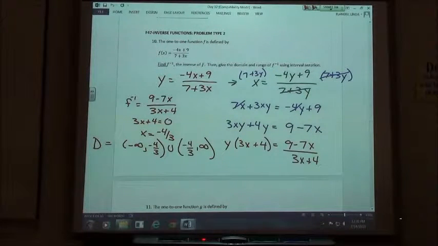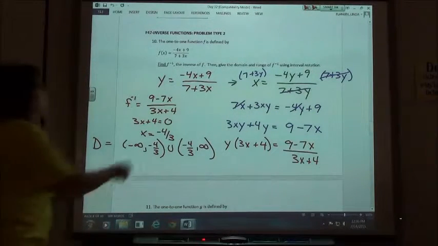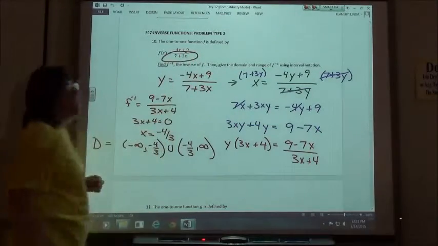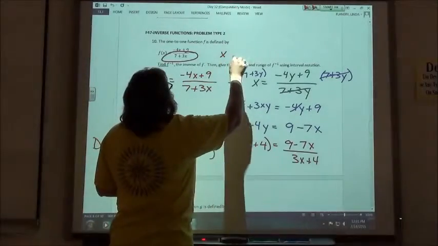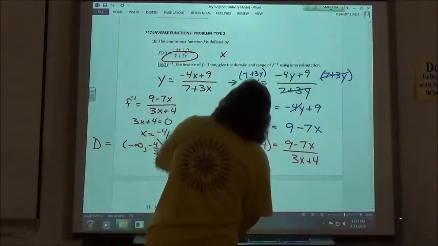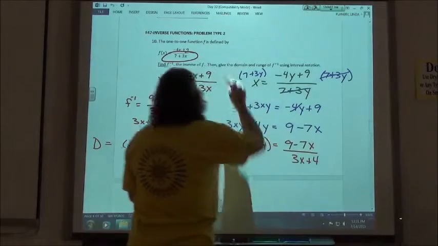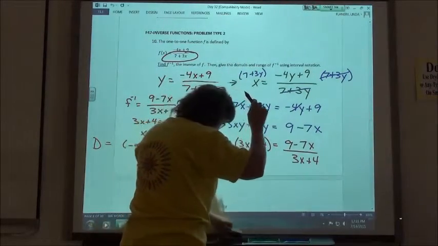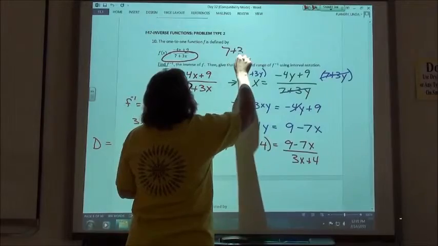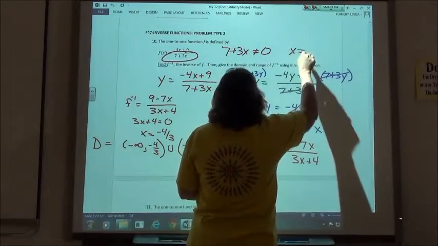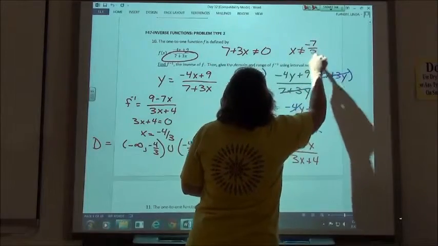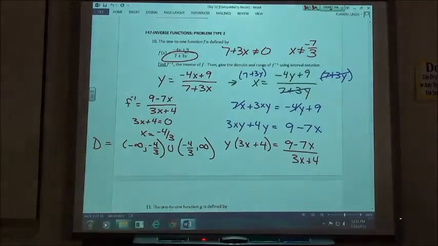The range of my inverse function happens to be the domain of my original function. So on the range, I'm using the denominator of the original function. What am I doing? Not x. I'm doing 7 plus 3x cannot equal 0. I was going to solve it already. So x cannot equal negative 7/3 then, right? Subtract my 7 and divide by my 3.